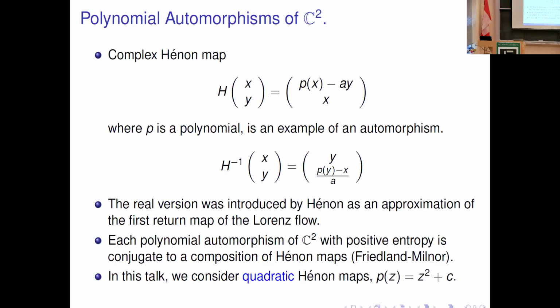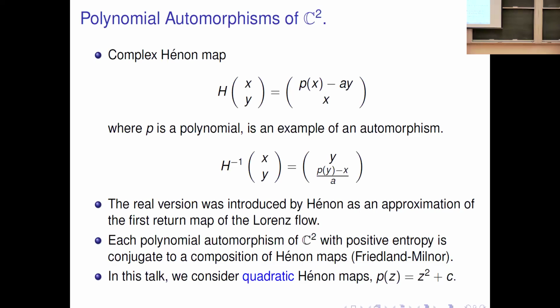The real version of this map was introduced by Henon as an approximation of the first return map of the Lorenz flow. And in fact, it's not just an example of polynomial automorphisms. All polynomial automorphisms in some sense are Henon maps. Precisely, Friedland and Milnor showed that each polynomial automorphism with positive entropy is conjugate to a composition of Henon maps. So this is the example to study if you want to understand the dynamics of polynomial automorphisms.